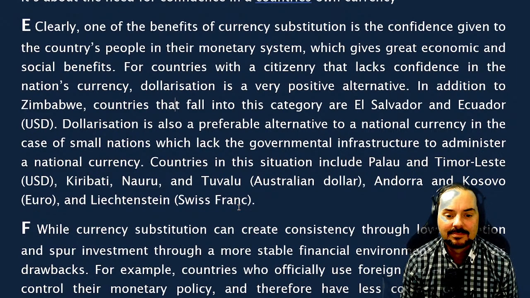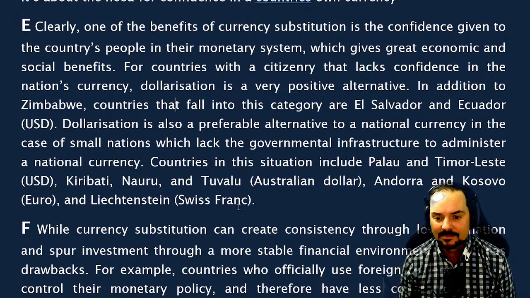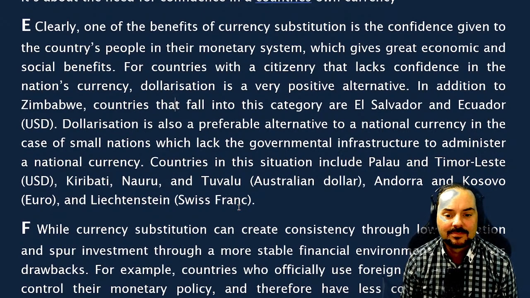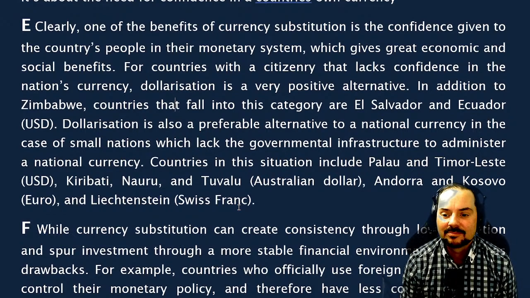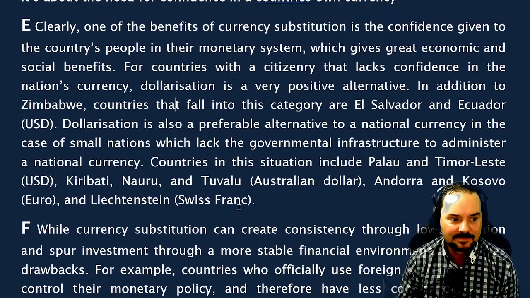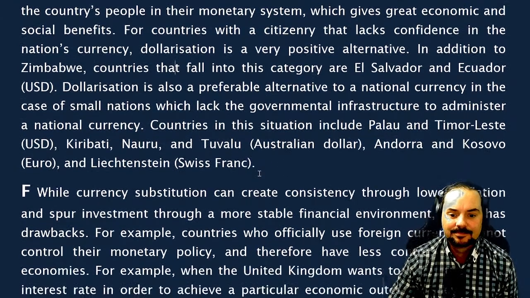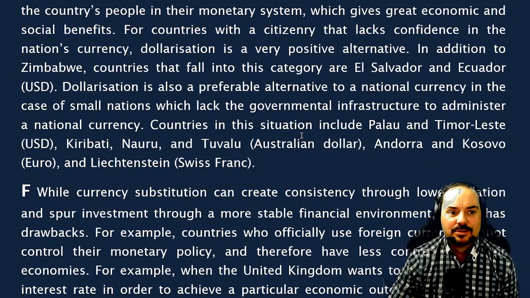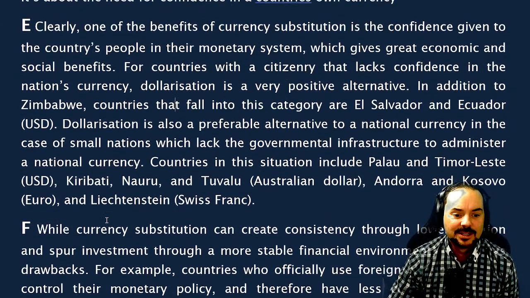Dollarization is also a preferable alternative to a national currency in the case of small nations which lack the governmental infrastructure to administer a national currency. Countries in this situation include Palau and Timor-Leste (USD), Kiribati, Nauru and Tuvalu (Australian dollar), Andorra and Kosovo (Euro), and Liechtenstein (Swiss francs). Awesome. I love how you just read through those trickier words like citizenry and Liechtenstein.